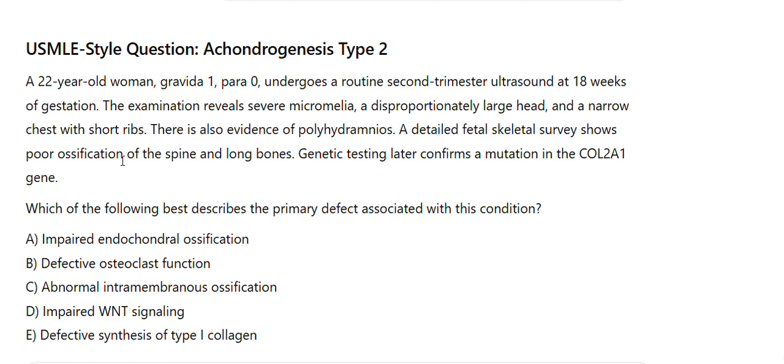A. Impaired endochondral ossification. B. Defective osteoclast function. C. Abnormal intramembranous ossification. D. Impaired WNT signaling. E. Defective synthesis of type 1 collagen.